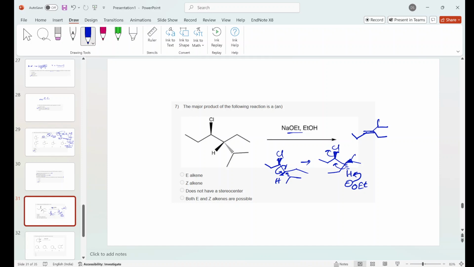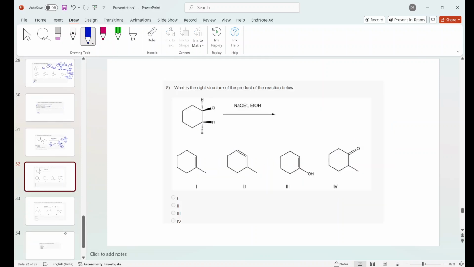Okay, so what is this isomer, E or Z? Now you check it. This is your first priority group, and this is your first priority group. Okay, so these are on the opposite side. So this is E alkene.